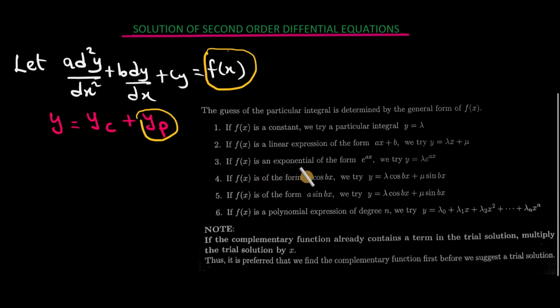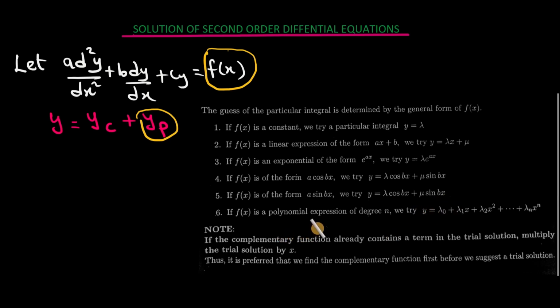If f(x) is an exponential function, that is a function of this form, e^(αx), the particular integral will be of the form y = λe^(αx). Now, if f(x) is of the form a cos bx, the particular integral will be obtained by the formula y = λ cos bx + μ sin bx. If f(x) is of the form a sin bx, then the particular integral will be of the form y = λ cos bx + μ sin bx.